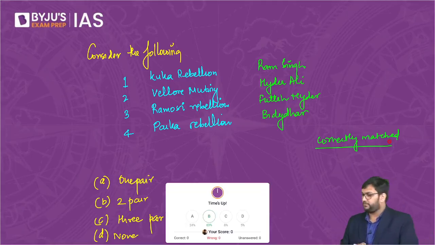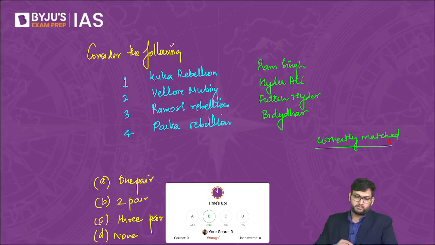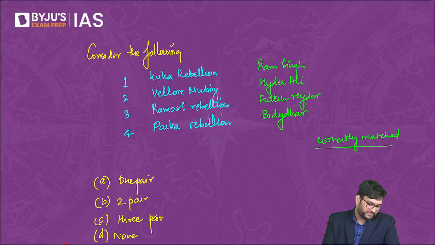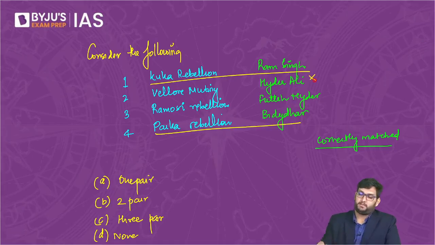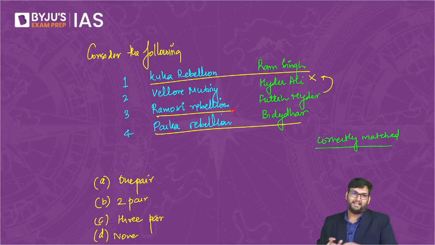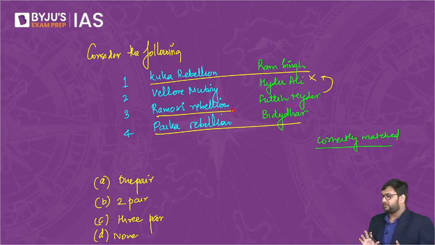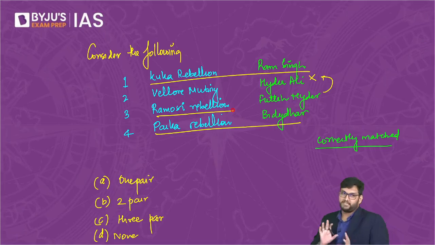Perfect. 63% totally correct. So here, which are the two which are correctly matched? Great, 1 and 4. Paika is Jagbandhu Vidyadhar. Kuka is Ram Singh. Vellore Mutiny is Fateh Haider. It should be here. And Ramosi is going to be Chittur Singh. So you can answer this type of question. This is the basic type of question which comes from this area. Very simple.